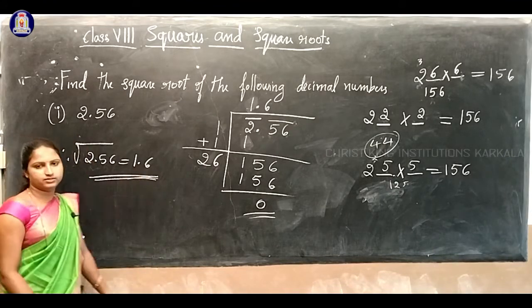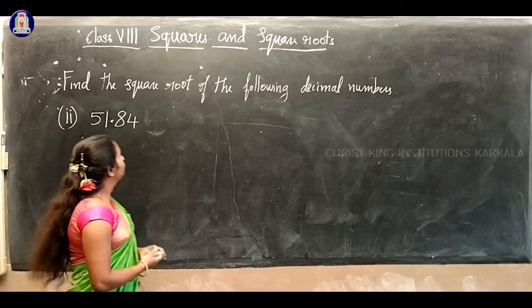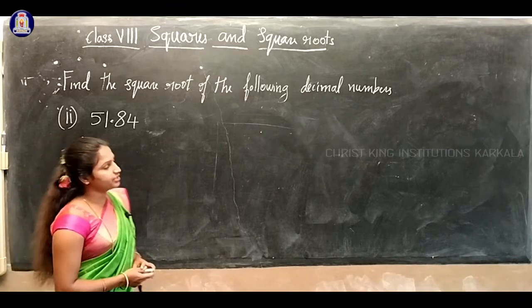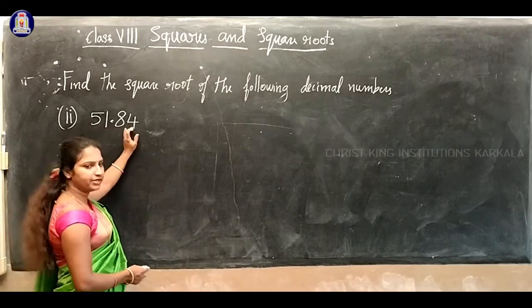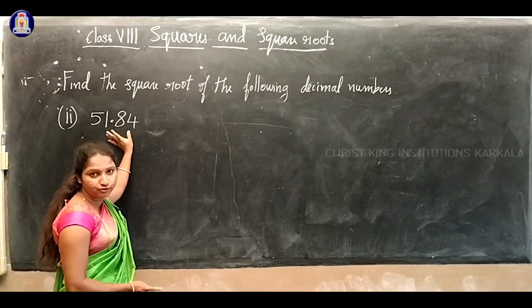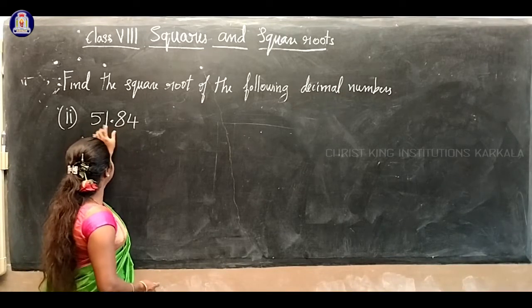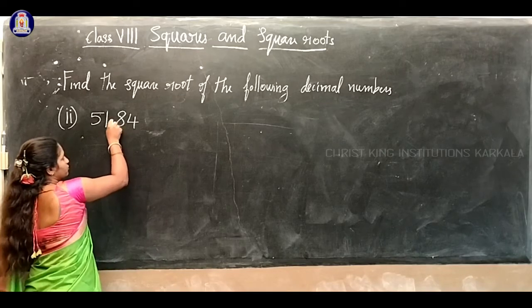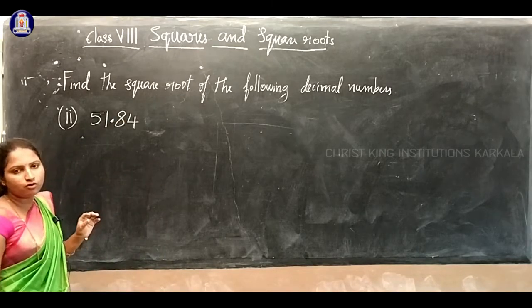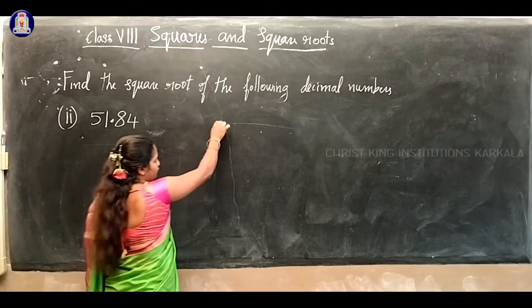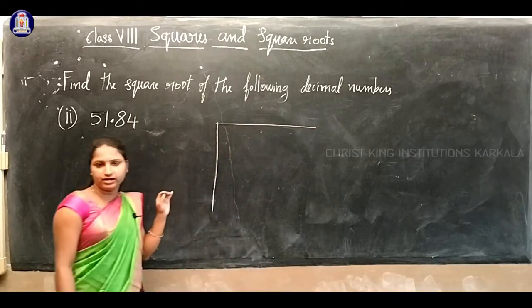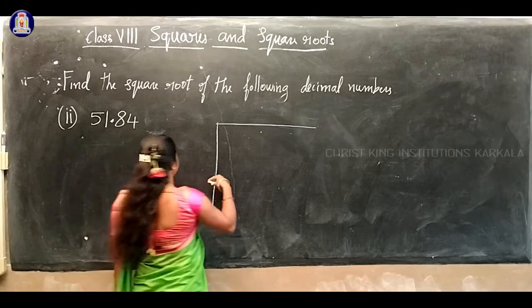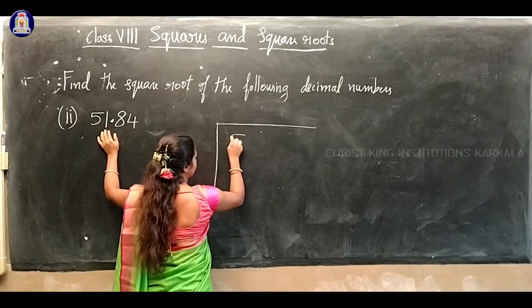Yes? Okay, second question. See here. Find the square root of the following decimal number. In the second one, that is 51.84. So how to find the square root of 51.84? We can find the answer by the division method. Clear? So first you would write 51.84.